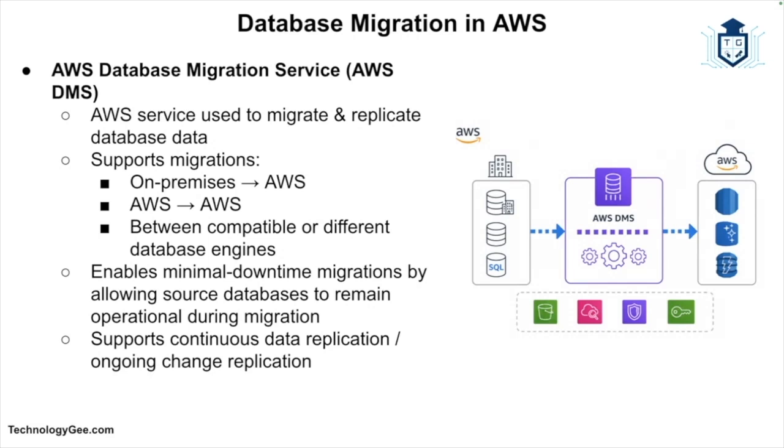So basically, you can migrate from on-premise to AWS, you can migrate between different database engines, and you can perform continuous data replication. How this relates to the real world is as follows. Just imagine that a company wants to move its Oracle database from a data center to AWS. Instead of shutting everything down, well, DMS will allow them to migrate the data while the system is still running, and that is a huge advantage.